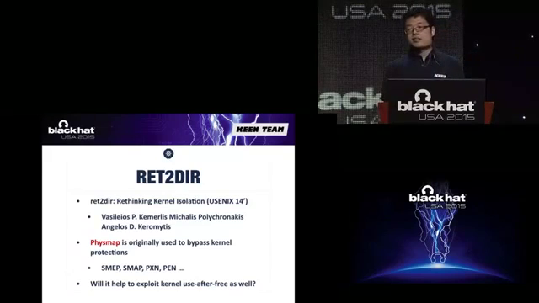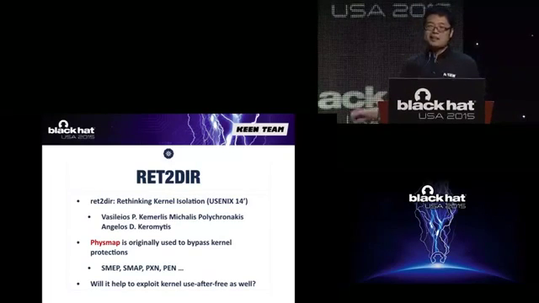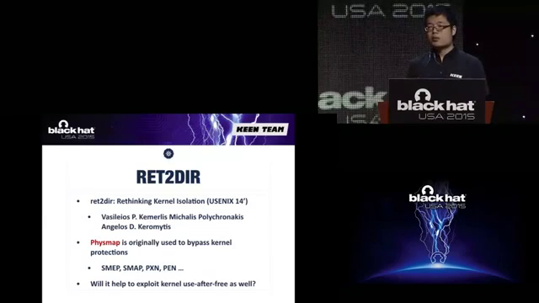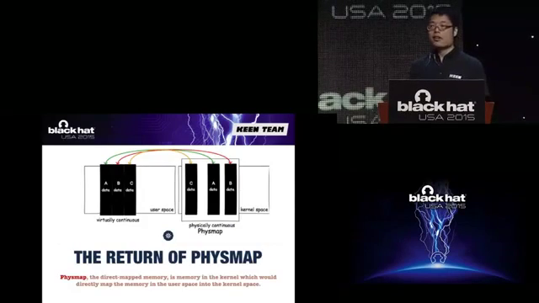In fact, I was stuck at this place for a long time. I like reading academic papers, and there's an academic paper called ret2dir, which used physmap to bypass kernel protections like SMEP or SMAP. But an idea appeared in my mind: could I use the physmap to help exploit use-after-free vulnerabilities in the kernel? So let's take a look at the physmap.